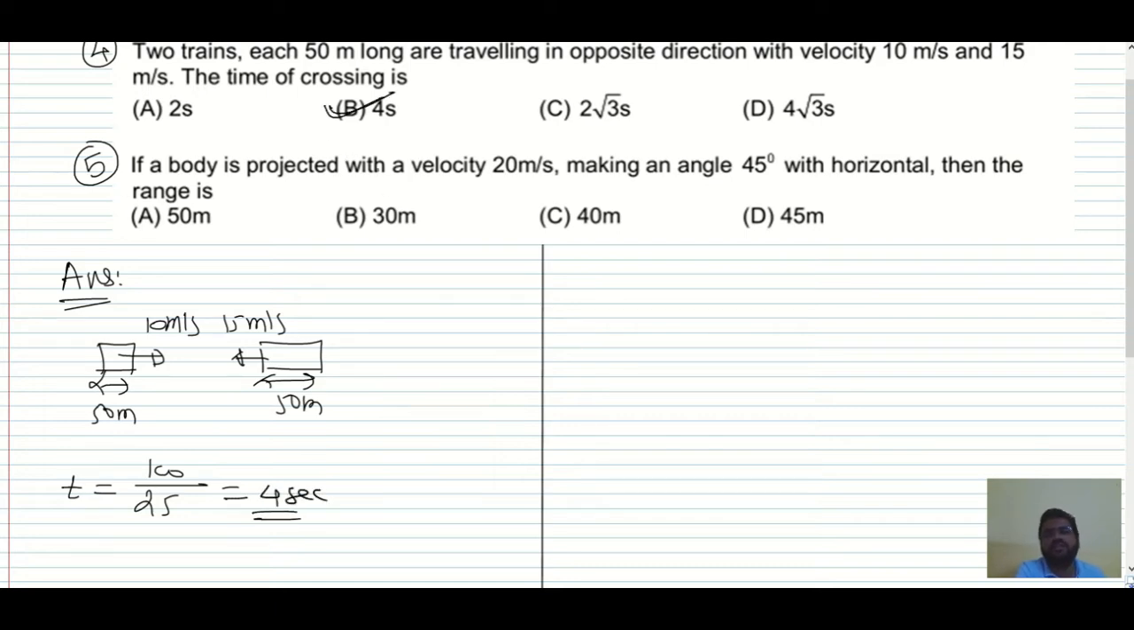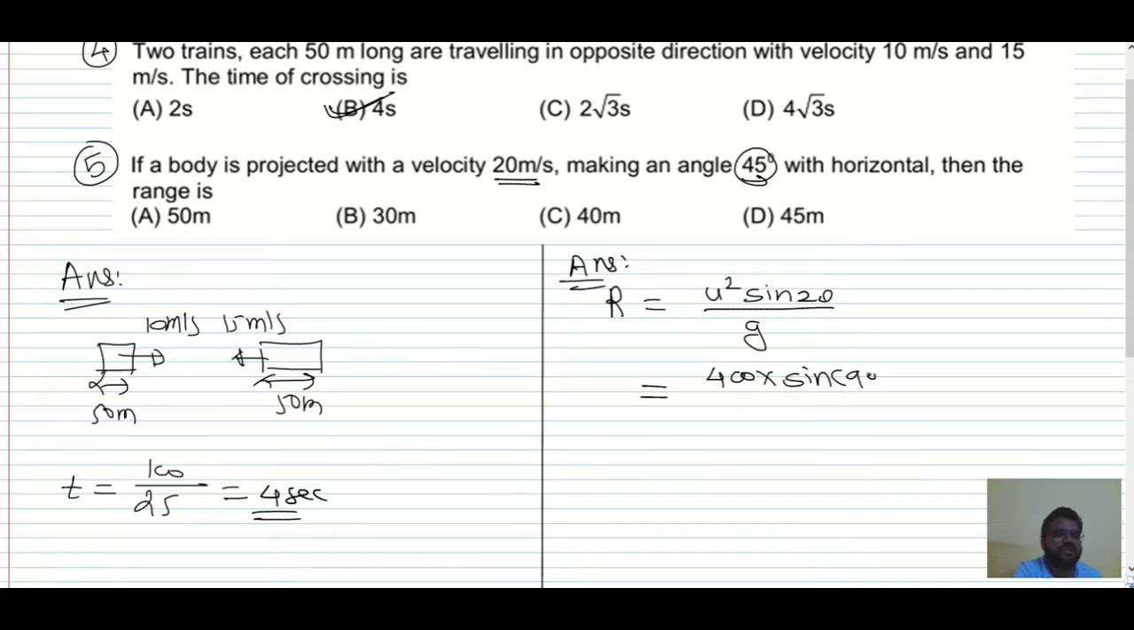Fifth one, if a body is projected with velocity 20 meter per second, making an angle 45 degree with the horizontal, then the range is. So range formula, we know that the range formula is u squared sine 2 theta divided by g. So what is u squared over here? 400 into sine 90 degree divided by g is 10, and you will get 40 meter as the correct answer. So this is the fifth answer.